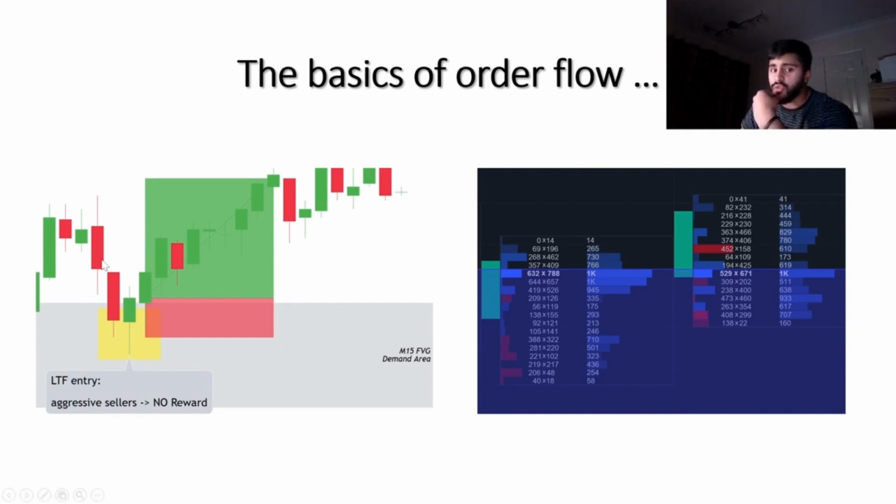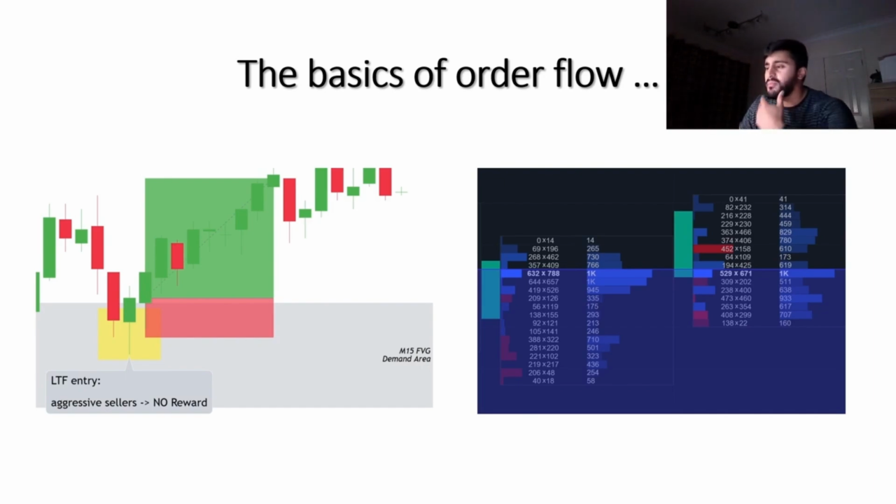So we have a lot of aggressive sellers coming into this zone. Despite that, the market moves up. So this tells us that buyers are in control. There's more aggressive sellers than there are aggressive buyers. Despite that, the market moves up. So what this shows us is that there's passive buyers sitting at that level.